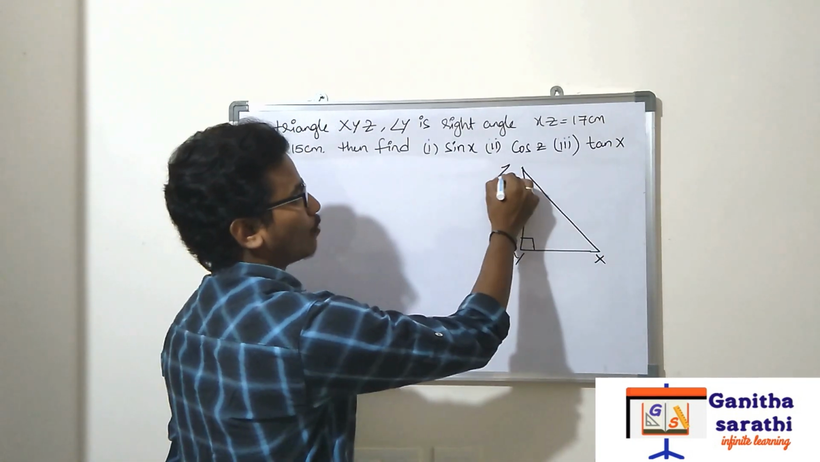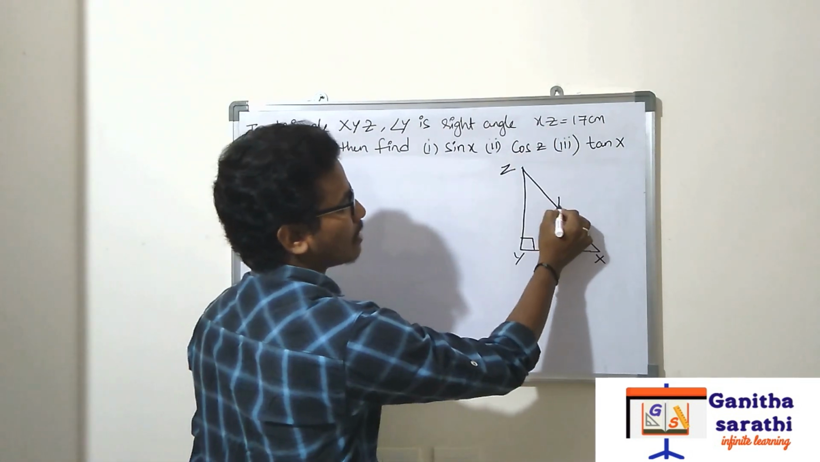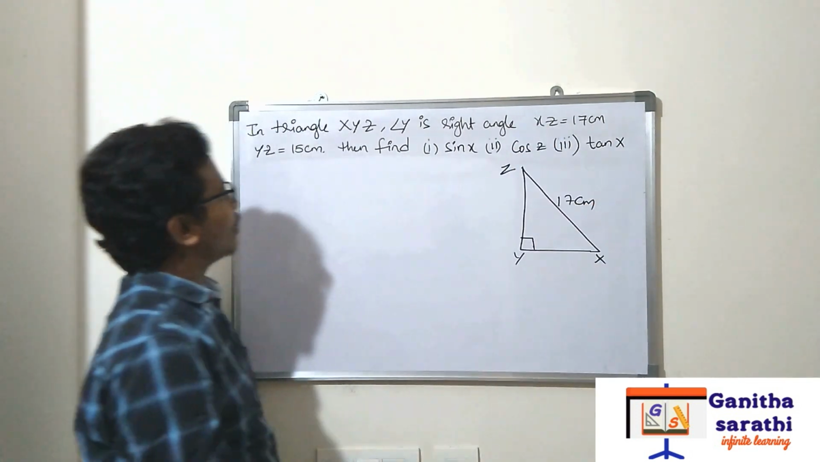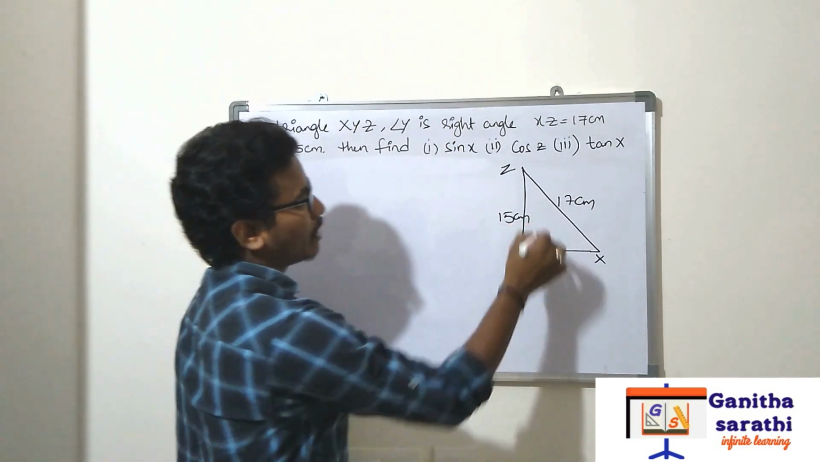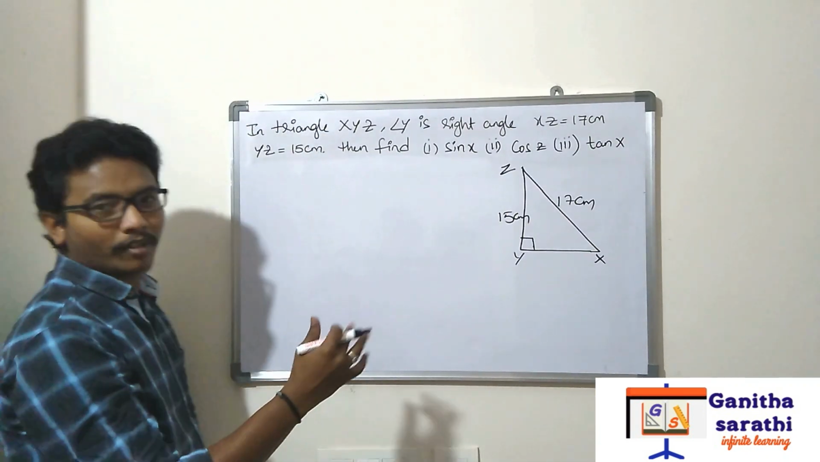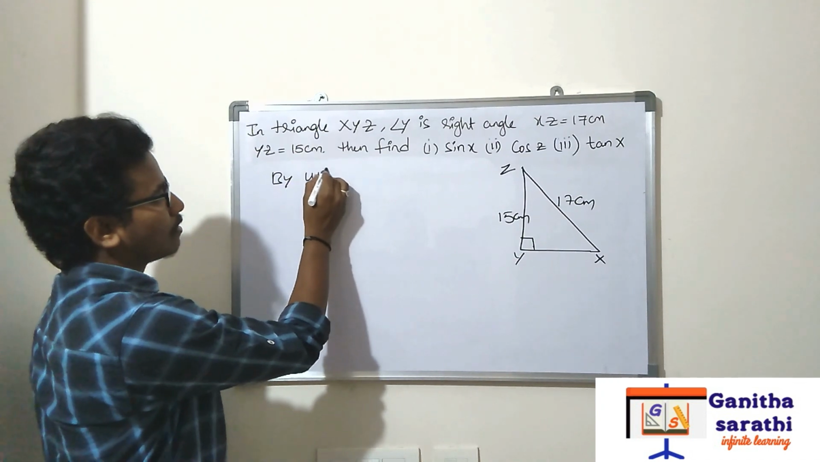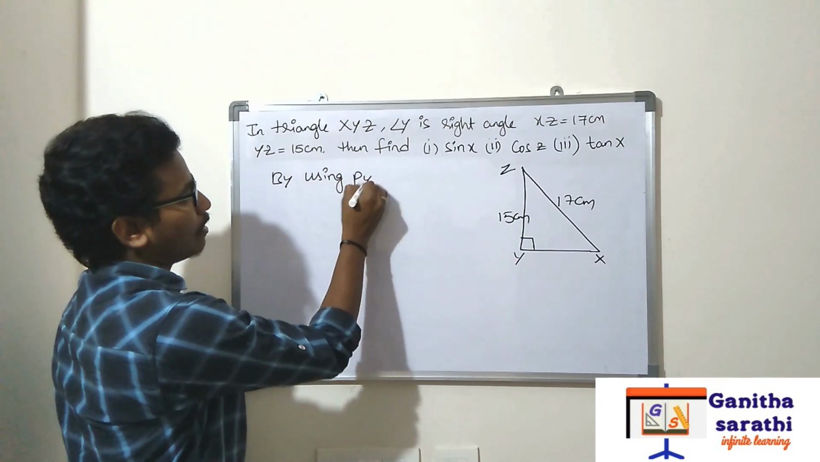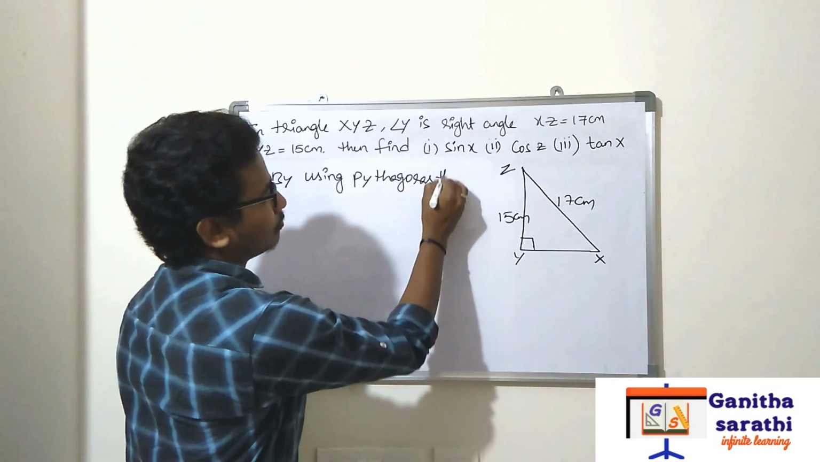So right angle is at Y. So here X, Y and Z. So see the measurements given. XZ is how many centimeters? 17 centimeters and YZ is how much? 15 centimeters. We have to find XY. How will we find XY? We all know very well, we will use Pythagoras theorem. What is Pythagoras theorem?